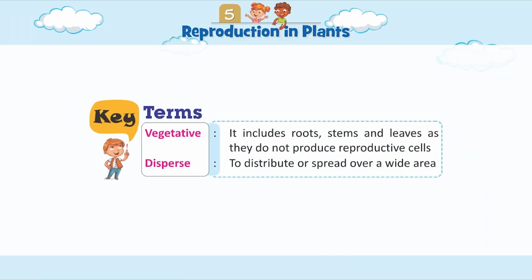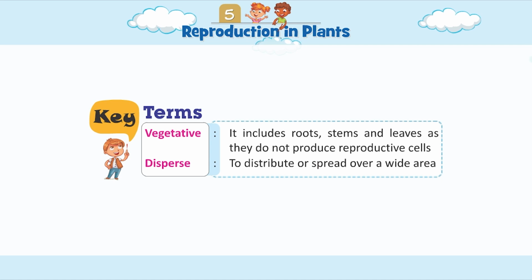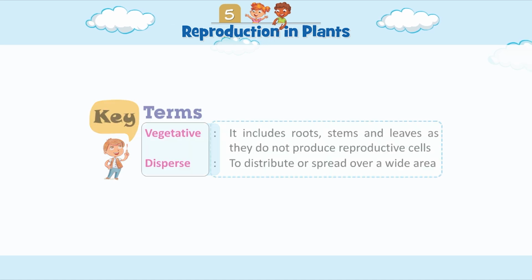Key terms. Vegetative: it includes roots, stems, and leaves as they do not produce reproductive cells. Disperse: to distribute or spread over a wide area.